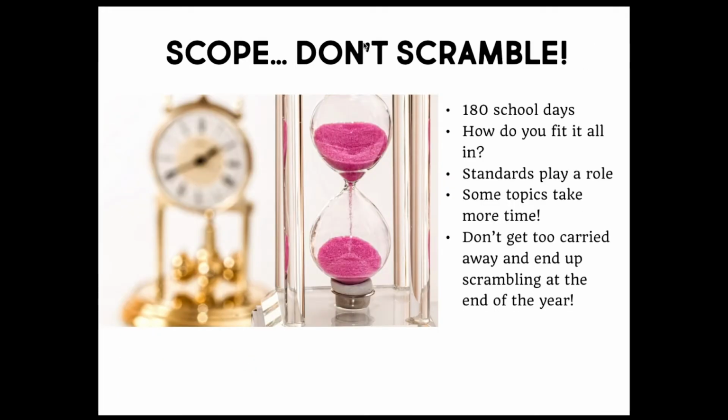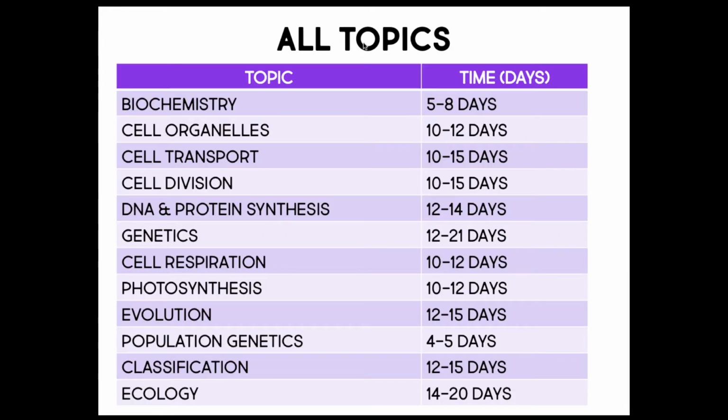Okay, so scope, don't scramble. We have 180 school days, and you don't want to find yourself with 10 days left. There's a final exam, saying to yourself, oh my goodness, I have not even gotten to X, Y, and Z yet. If you have a nice scope with your sequence, it's a nice way to stay on track to avoid that from happening. This is a general guideline for the number of days that I spend on these topics.